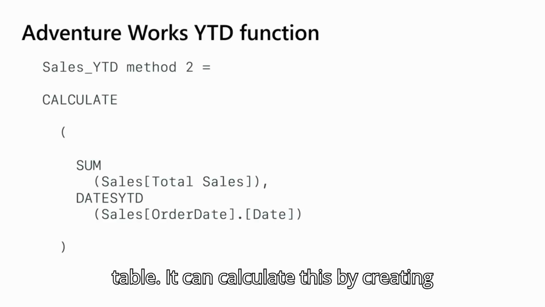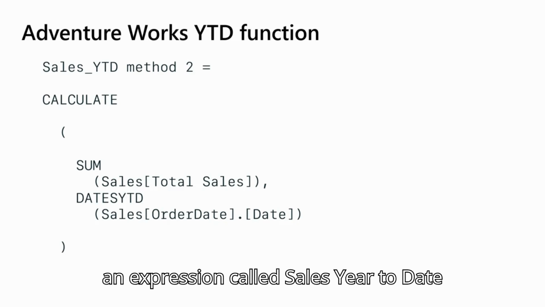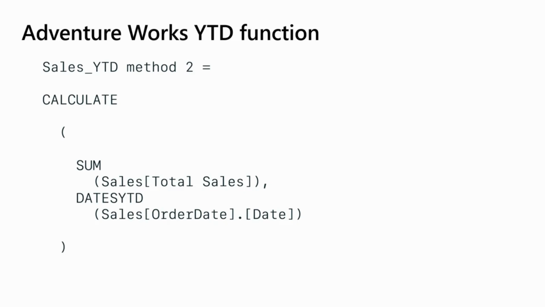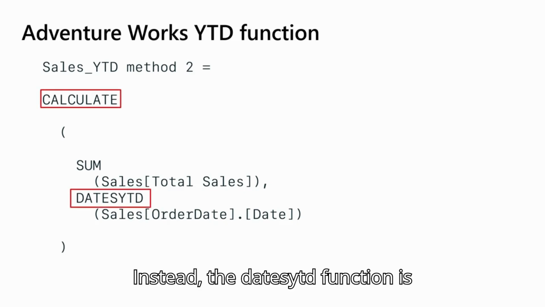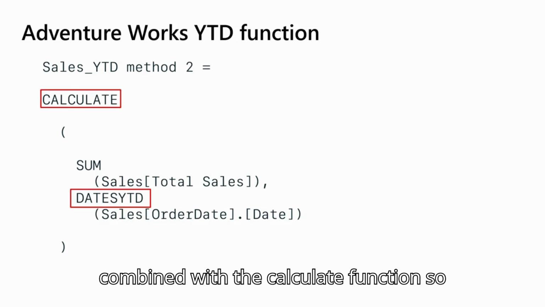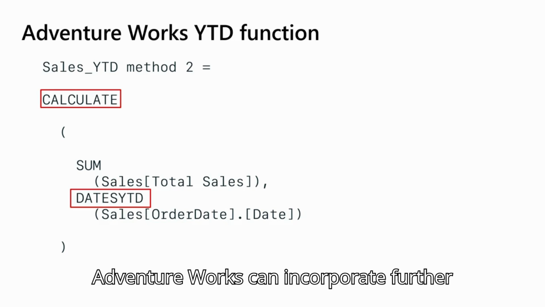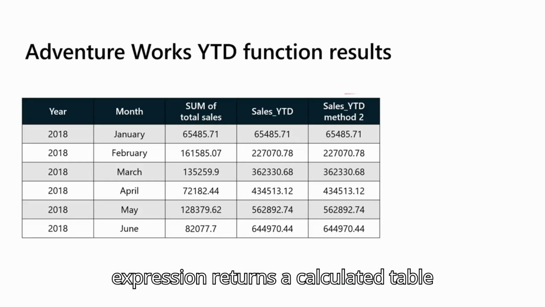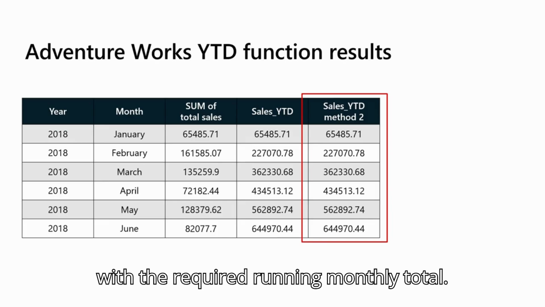It can calculate this by creating an expression called sales year-to-date method 2. The expression does not refer to any separate date table. Instead, the dates YTD function is combined with the calculate function so AdventureWorks can incorporate further filters. When executed, the expression returns a calculated table with the required running monthly total.